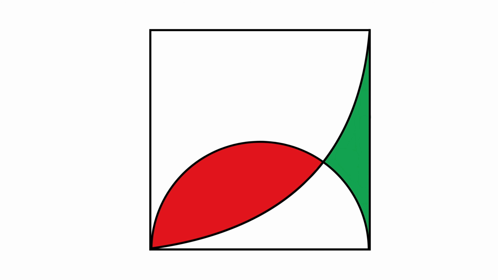Today's problem is a square. Inside the square is one quarter circle and one semicircle. Our task is to find out the area of the overlap and the area of the green segment. The only piece of information that we're given is that the square's sides are 10 meters long.